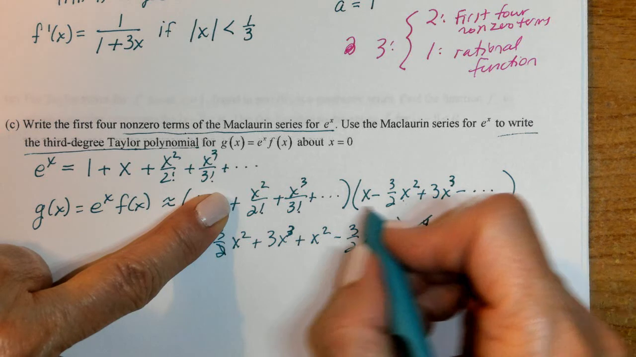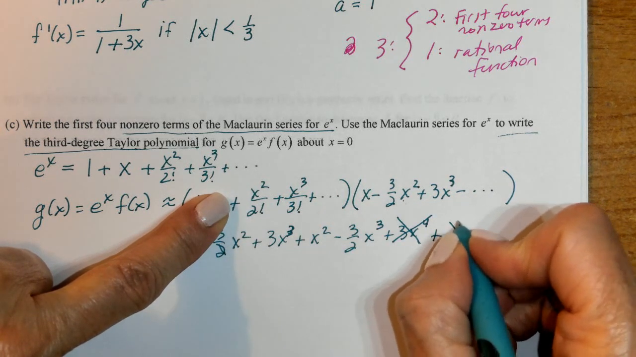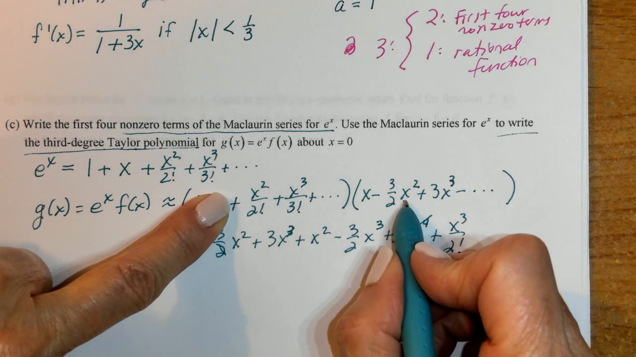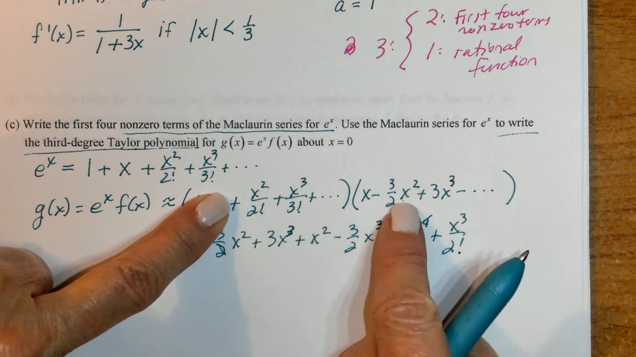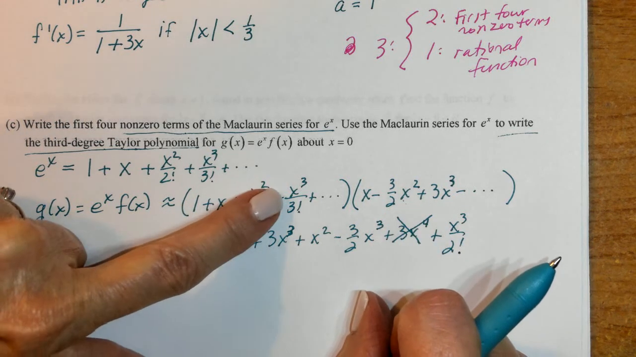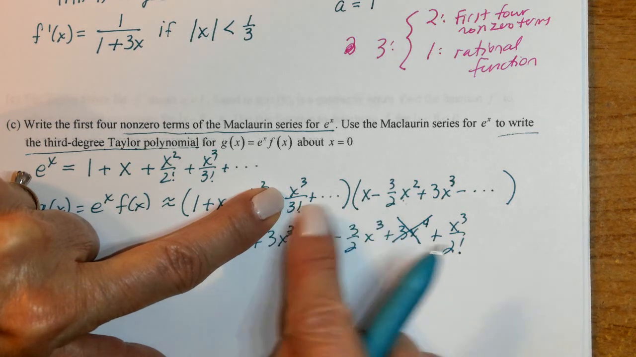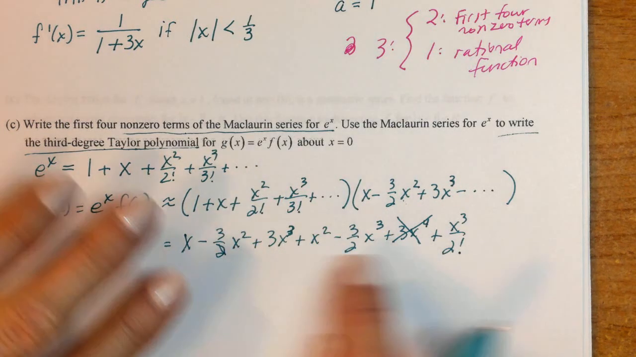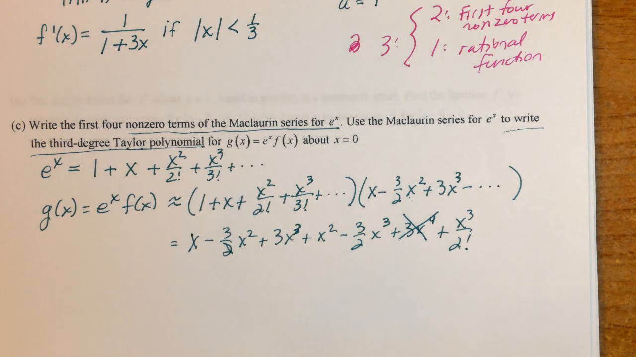Multiply this by the terms here. So we're going to have x times this, so that will be a positive x cubed over 2 factorial. Now, do I want to go further? No, because that would be 4th degree, and I don't want to go to the 4th degree. Do I need to multiply this? No, because that would be a 4th degree term. So I'm done multiplying.